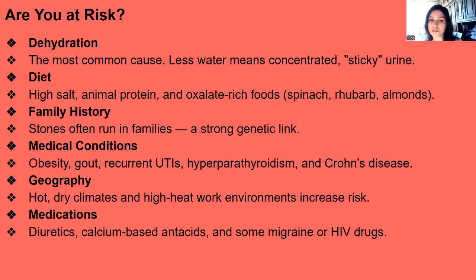Geography, of course, is linked to dehydration. A hot, dry climate can lead to people being dehydrated if they are not drinking enough water, because you need to drink much more water. Medications like diuretics, so you are losing your urine. Calcium-based antacids, increasing the calcium level in your blood and your urine. Also some medications for migraine and HIV.